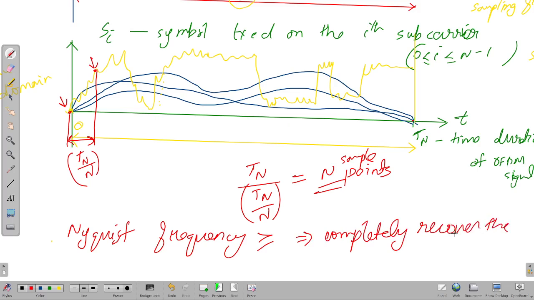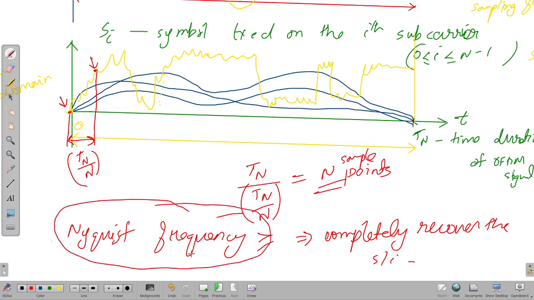the signal, right? I can completely recover the signal, which means that I have taken the sampling period where the Nyquist frequency is satisfied, and if I have n number of sampling points in time, equally spaced, I can completely recover this signal.